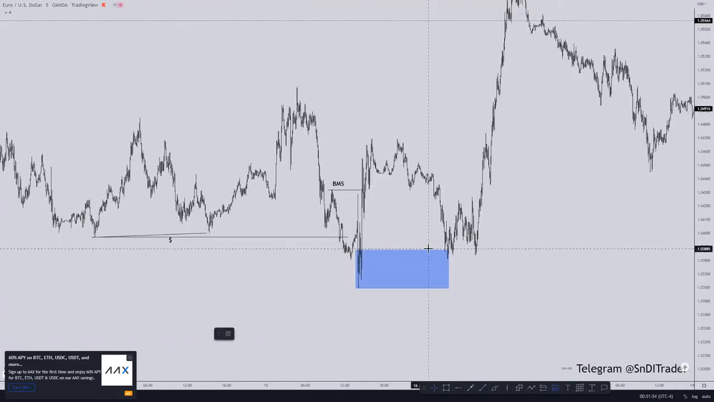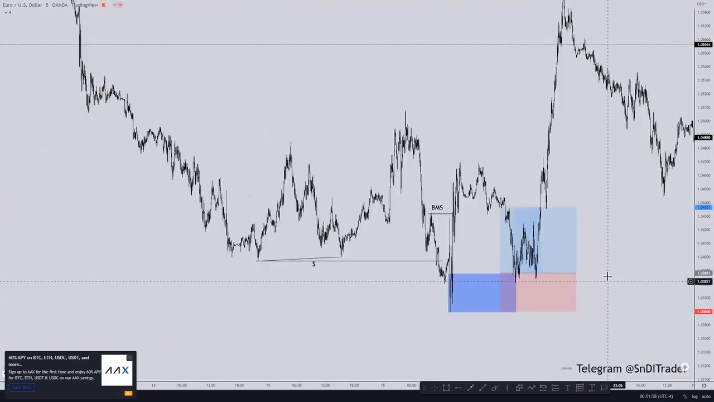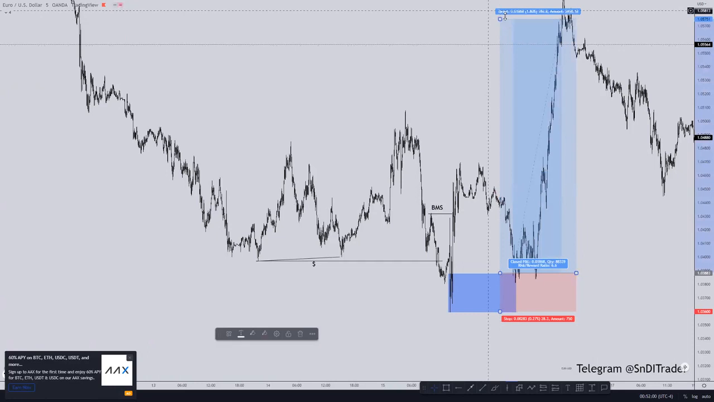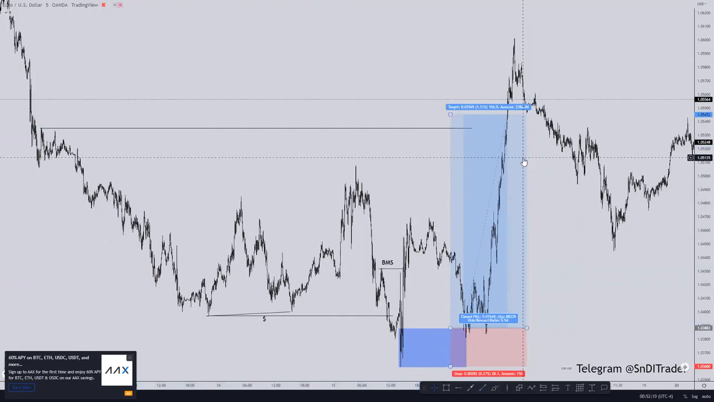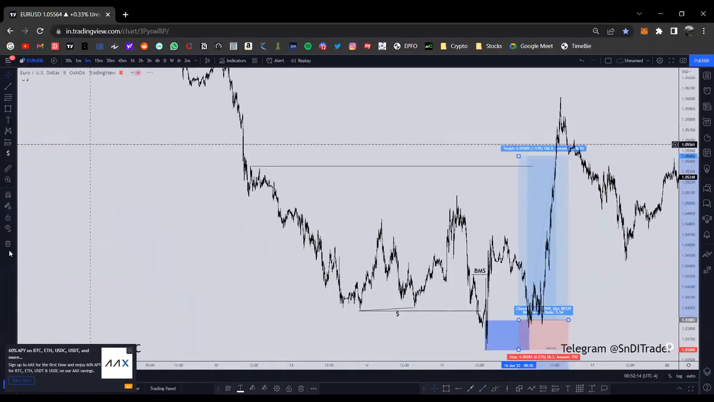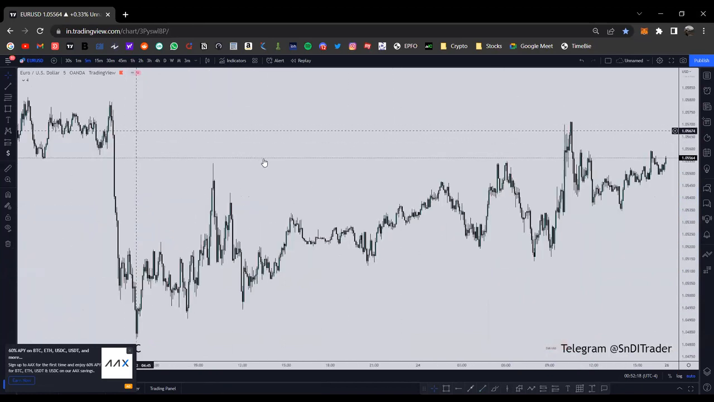So where will be your entry? Your entry will be here, targeting the liquidity, all these equal highs here. So this will be your nice 1:5 risk to reward ratio trade. And I will find some other examples as well.